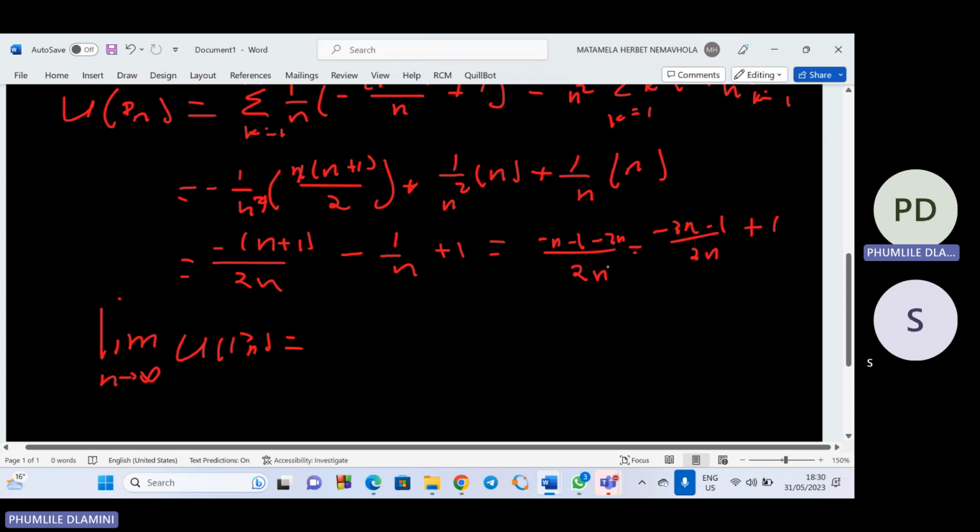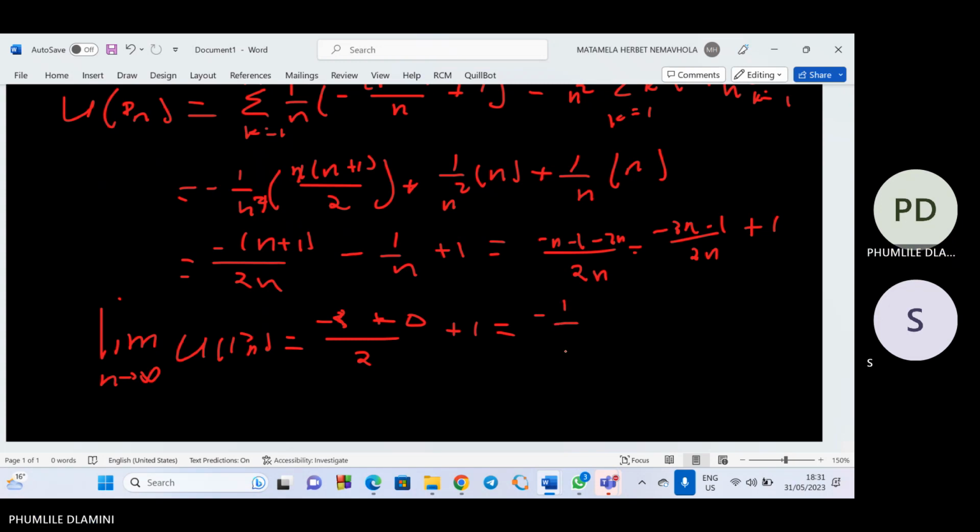Nice. So the limit when n approaches infinity: if we divide here by n, we are going to be left with minus 3 plus minus 0 over 2 plus 1, which is going to give us minus 3 over 2 plus 1, which gives us minus 1 over 2. This is the limit that we got.